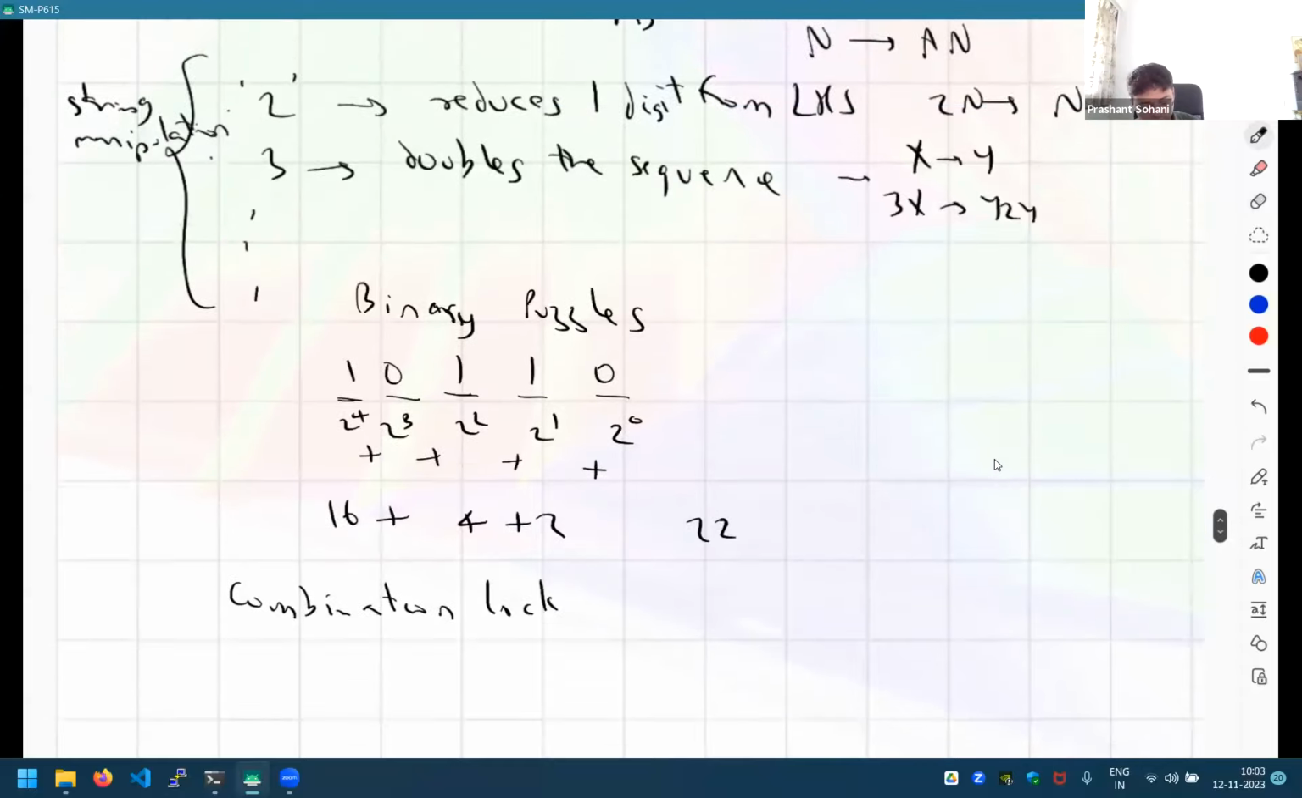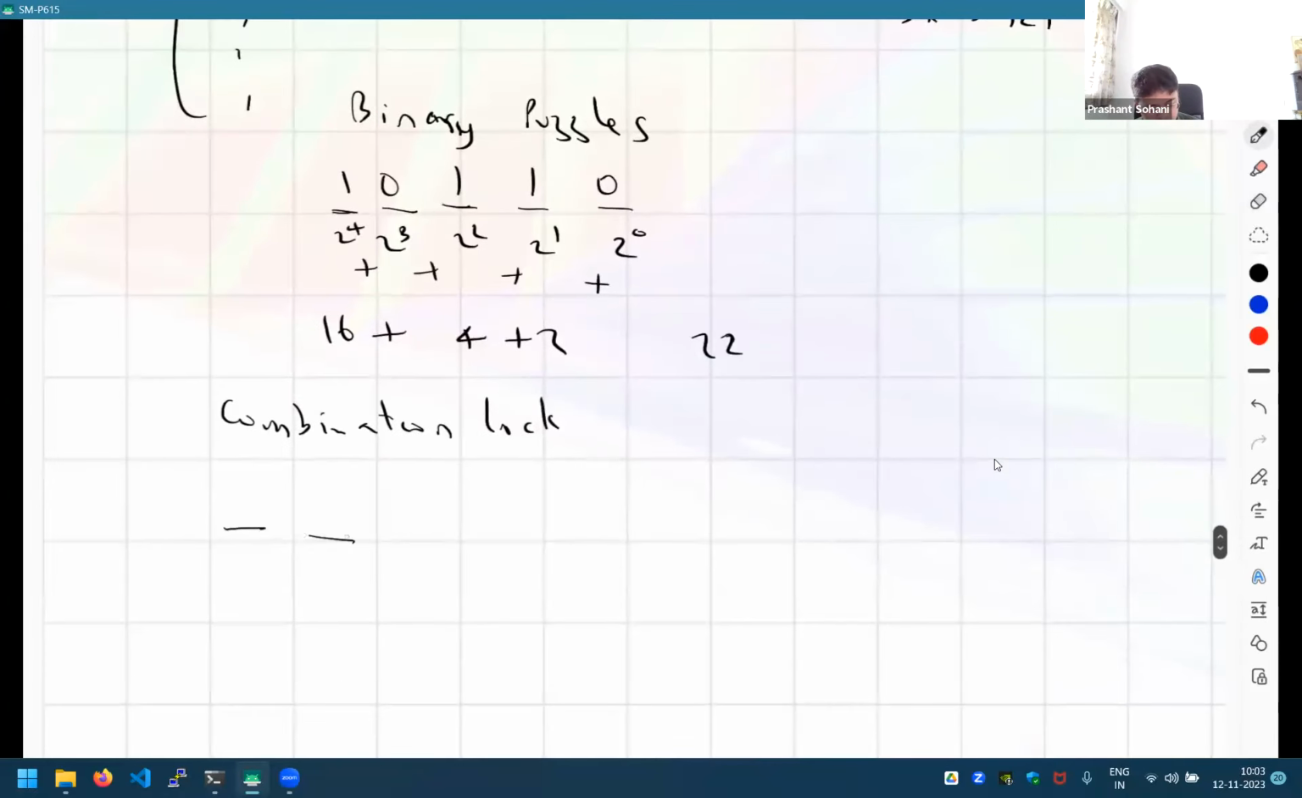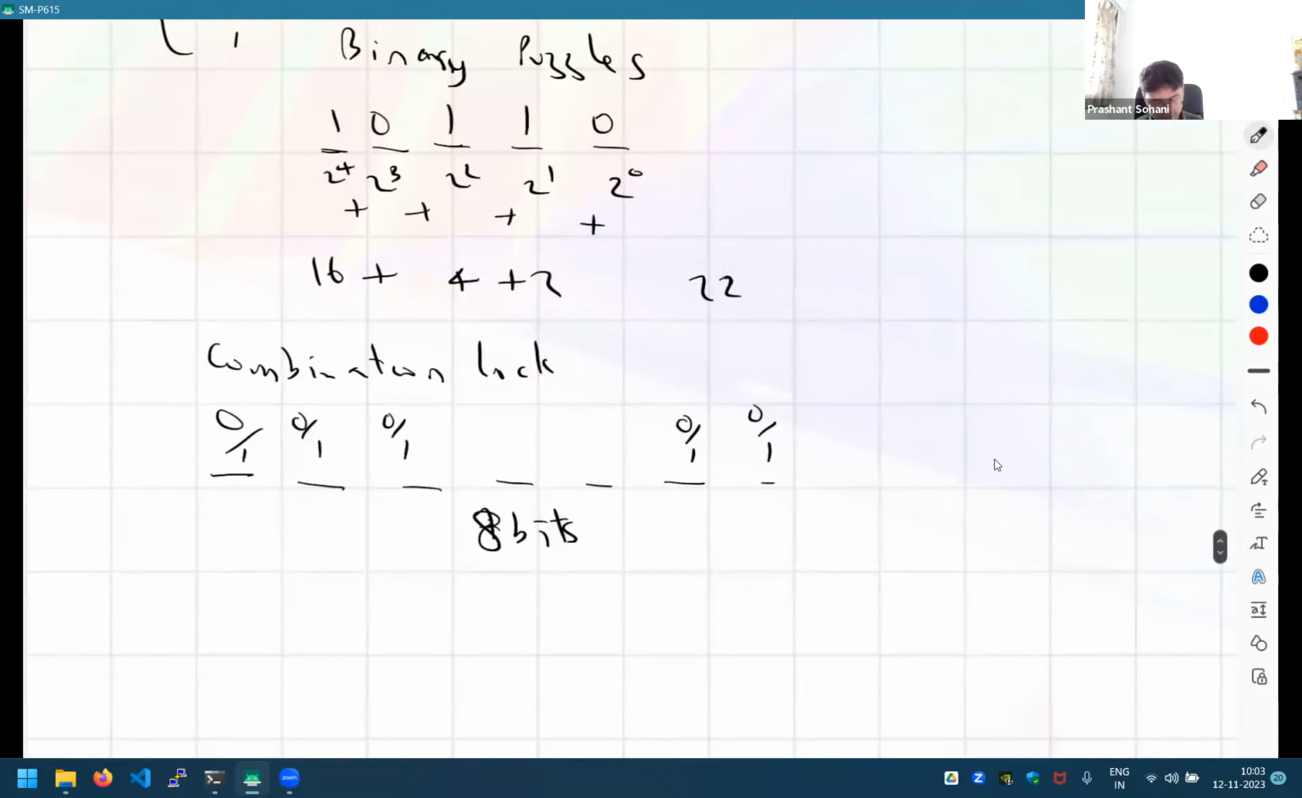Okay, so the combination lock has multiple digits, or in this case, bits. Let us say it has 7 bits, and you have to crack open the safe. Each digit can be 0 or 1. Let us say 8 bits, actually. So in total, how many possible combinations are there to be tried?